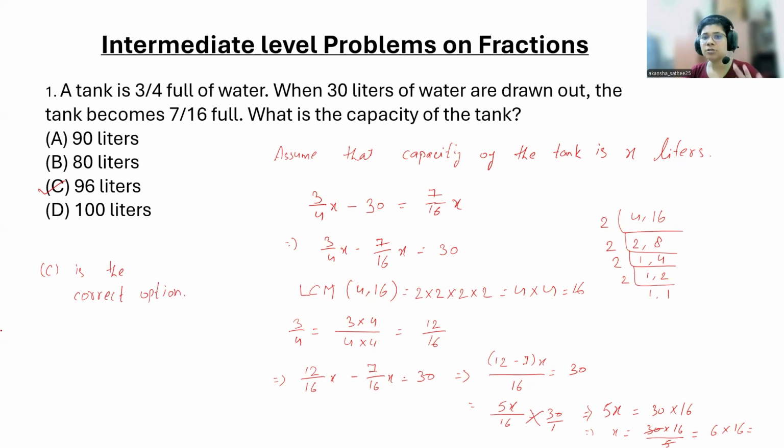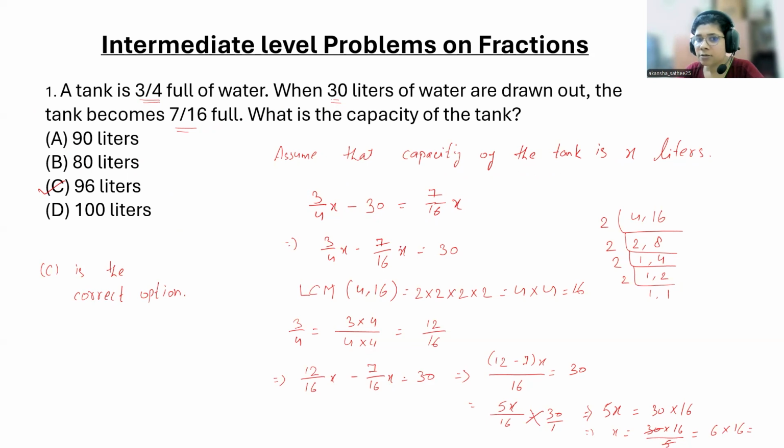Is that fine? So just look at the problem again. What they are saying is that a tank initially is 3 by 4 full, right? That is what they are saying. And you removed 30 liters of water, and then the remaining water is 7 by 16. So assume the capacity of the tank is x. Initially it was 3 by 4x. From this you remove 30 liters of water and the remaining water is 7 by 16x. Now x is the capacity.